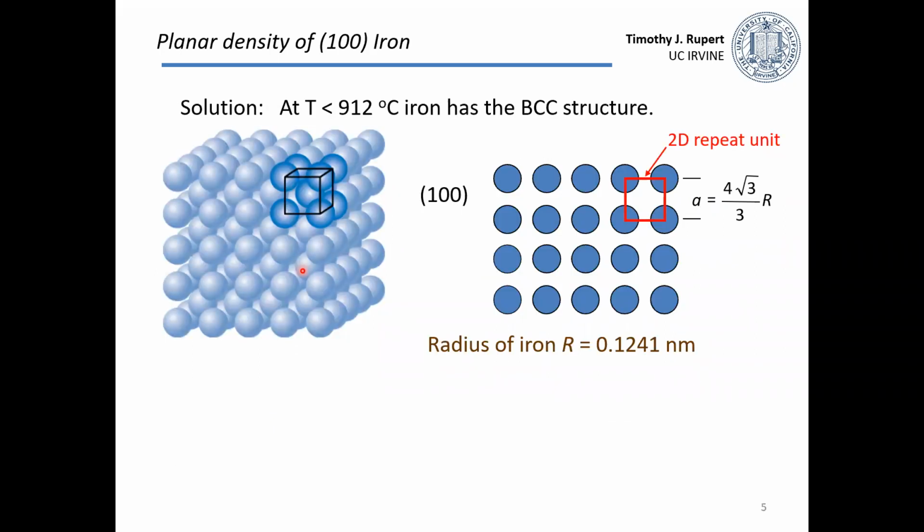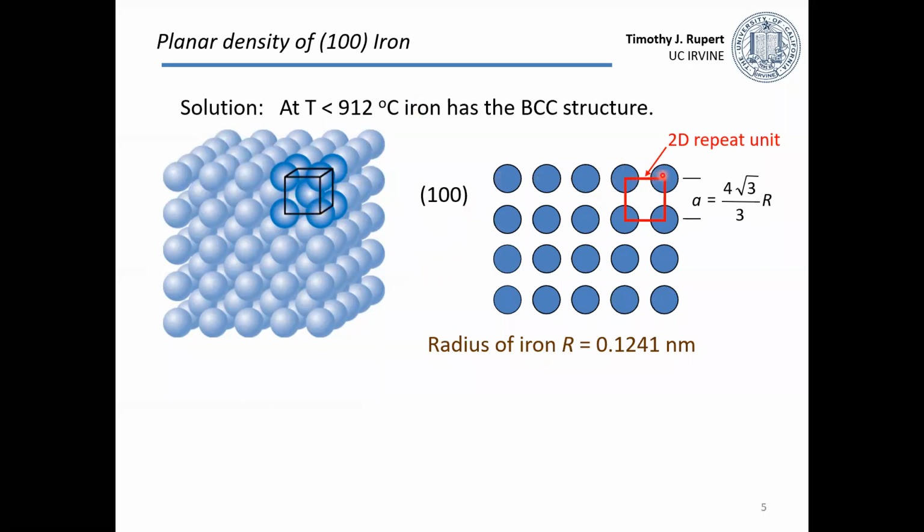I also wanted to go over an example of calculating a planar density. So let's look at the body-centered cubic structure. In this case, it's iron. We can see that cube in there, we have an atom in the center and also atoms at the corners. If I wanted to know what the planar density was along the 1, 0, 0 plane, that would be something like the front face of this cube. So I could draw that 2D projection.